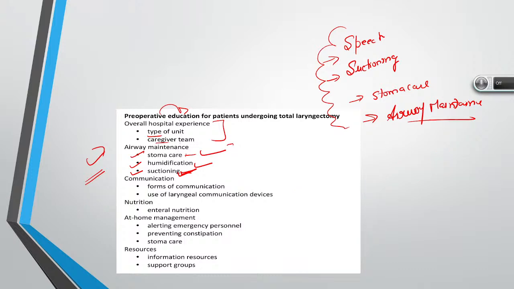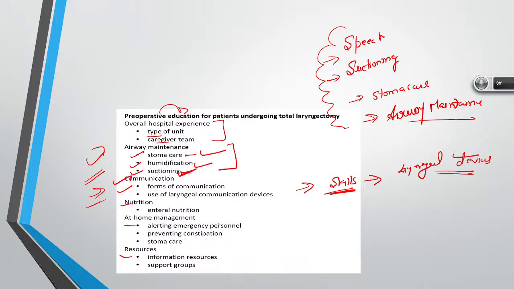These are the three main concepts. The others are not the priority, like nutrition, home management, and resources, but they are also necessary teaching regarding the laryngectomy, like enteral nutrition and stoma care, preventing constipation, and support groups and information groups. These are the basic education for a patient undergoing a total laryngectomy.